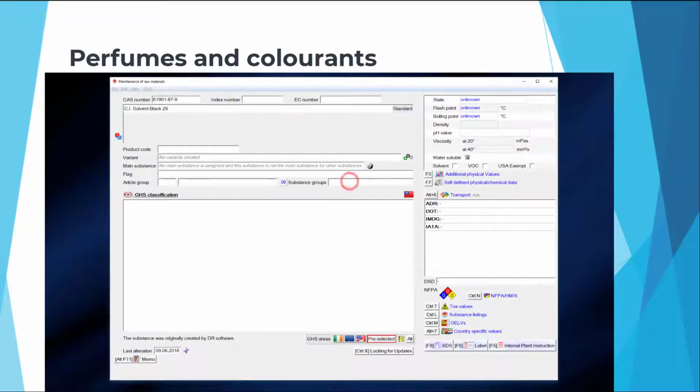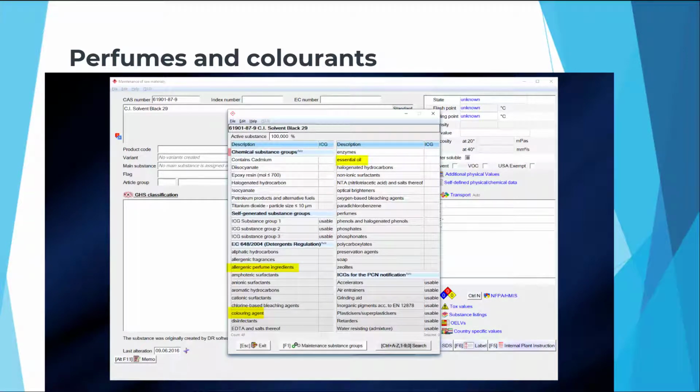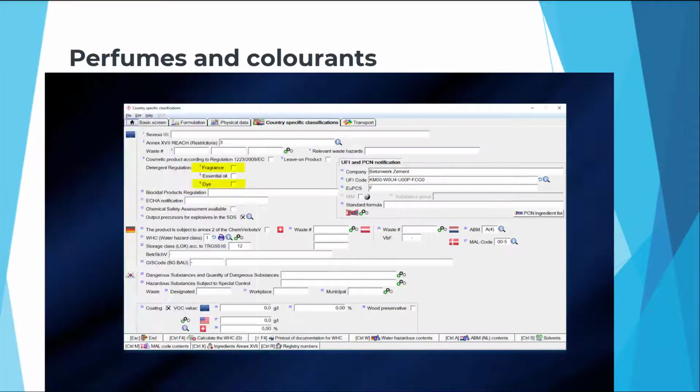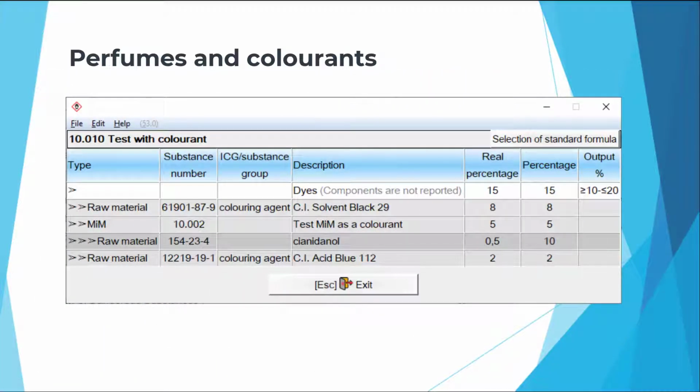To define a raw material as a perfume or colorant, go in the maintenance of raw materials to substance groups and then activate one of the corresponding options. Since preparations, particularly intermediates, can also be perfumes or colorants, the corresponding options in the country-specific classifications screen must be activated. In addition, these formulations must be set as MiMs. ChemGes automatically summarizes all this information in the formulation, so you don't have any extra work with that. In this example, only the first line would need to be reported to ECHA.